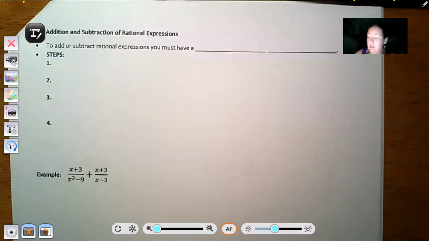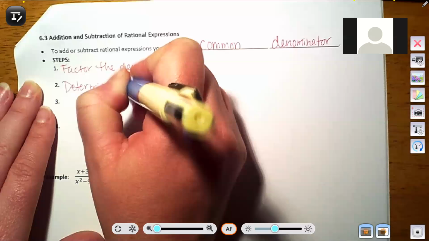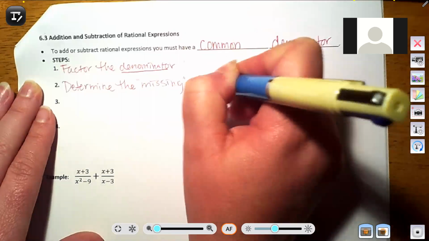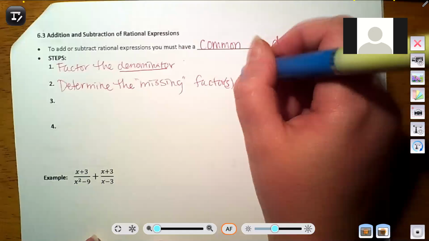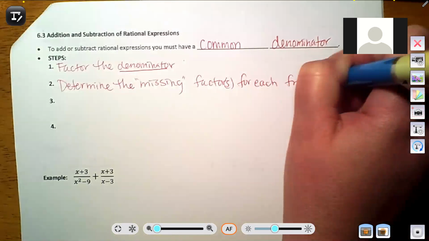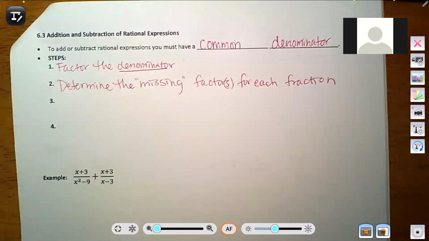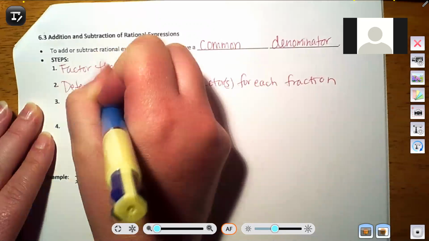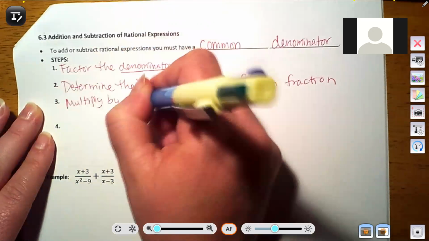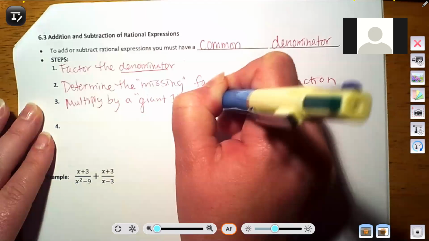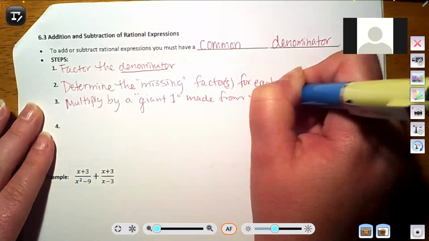So step 2, determine the missing factors or factor from each fraction. And then we'll multiply by a giant 1 made from the missing factors.